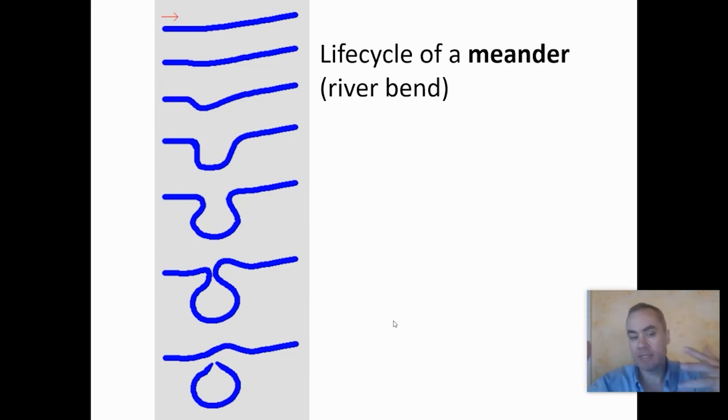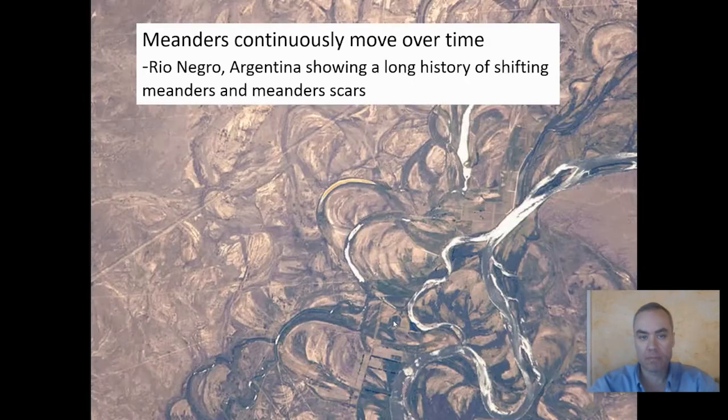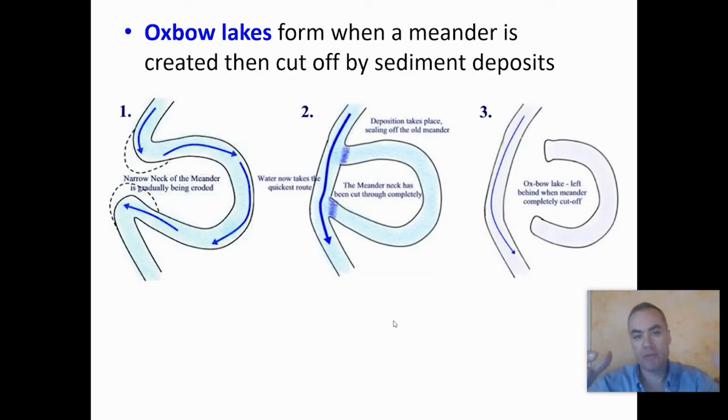On the second to last picture from the bottom, you can see the meander is so big that the beginning and the end of it are almost connected. In this diagram, you can see that in diagram one, it's almost connected. And then in two, when it finally does connect, the beginning and the end of the meander, then the river just can flow straight through again. It doesn't need to go all the way around the meander. So the quickest route, the path of least resistance, is just to go straight through. And that's what most of the water does.